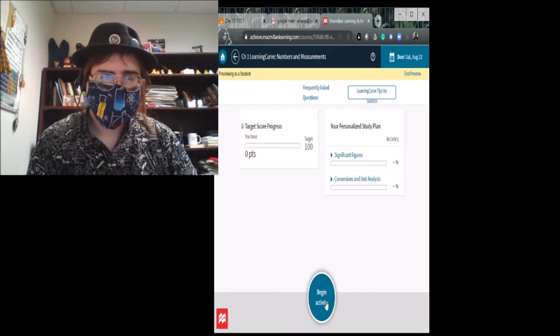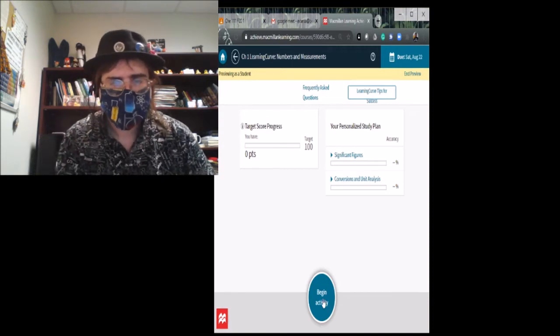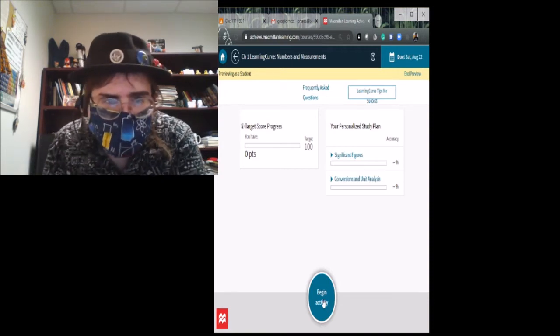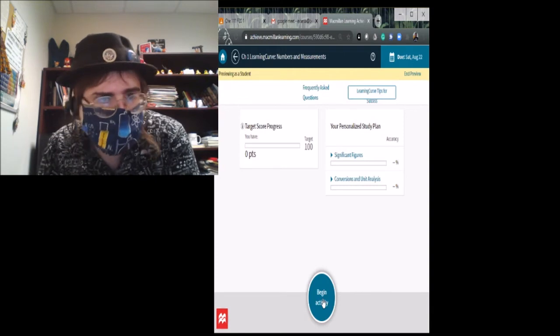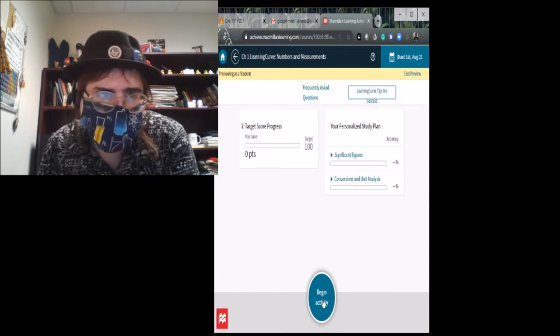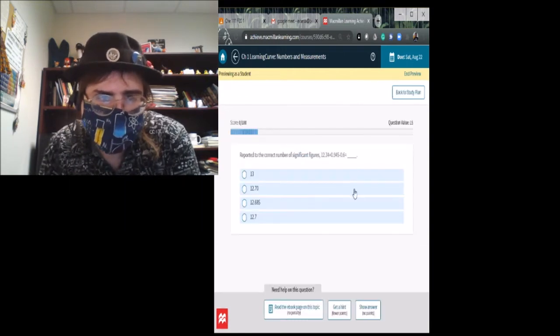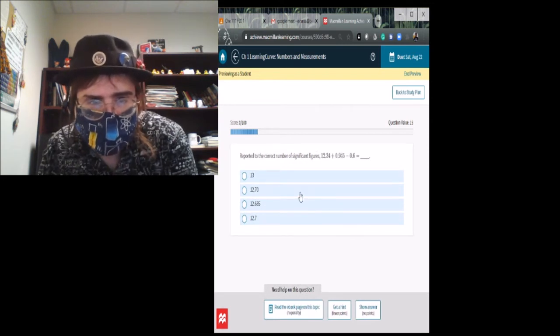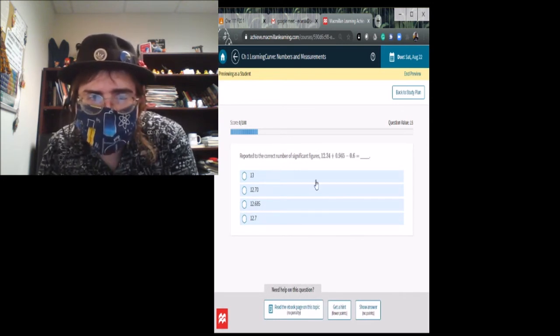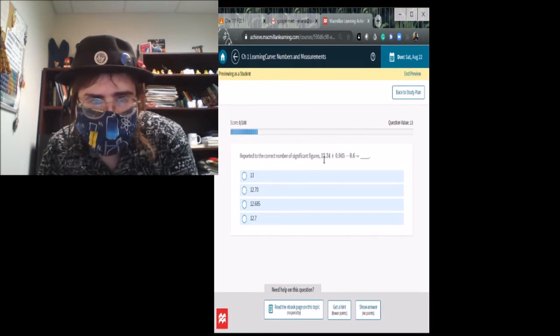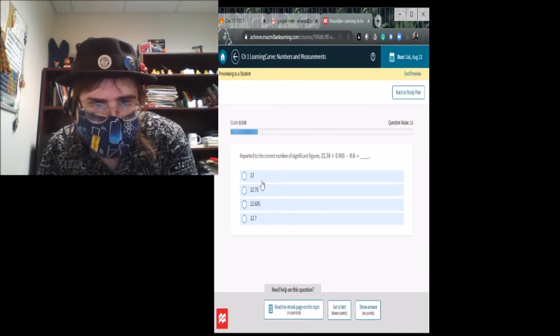The learning curve is a little bit trickier. The learning curve is worth 25 points. You have to achieve a certain target score in order to get the 25 points, but you are not penalized for guessing. This is to teach you, and it will give me your accuracy, but it's to teach you how to do some of these harder topics.